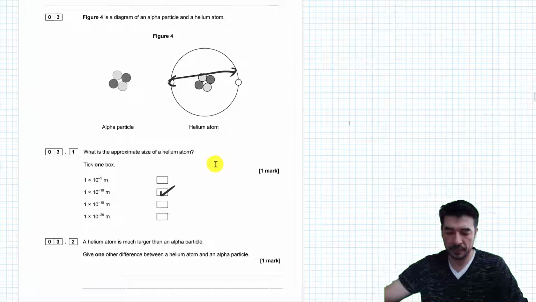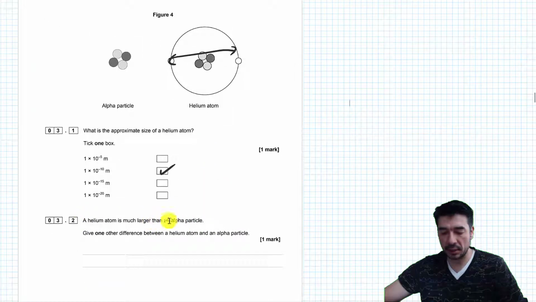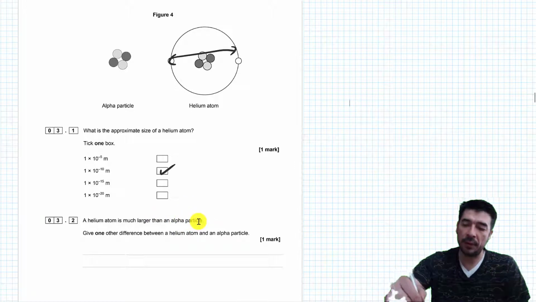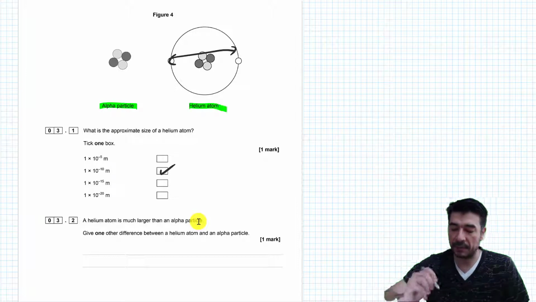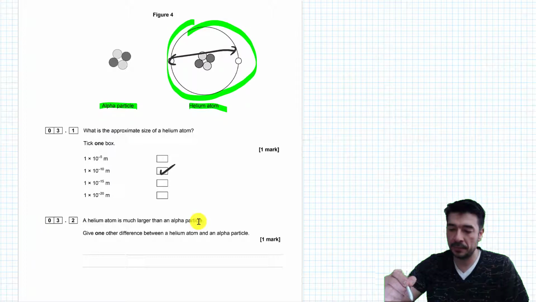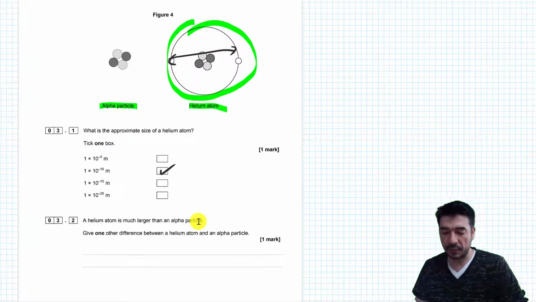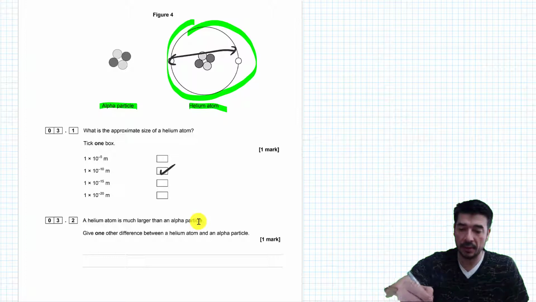Okay. A helium atom is much larger than an alpha particle. Right, so I can go back and refer to the diagrams here. Here's the alpha particle, here's the helium atom, right? You can see that the helium atom is much larger. Give one difference between the helium atom and the alpha particle. So spot the difference basically, right?